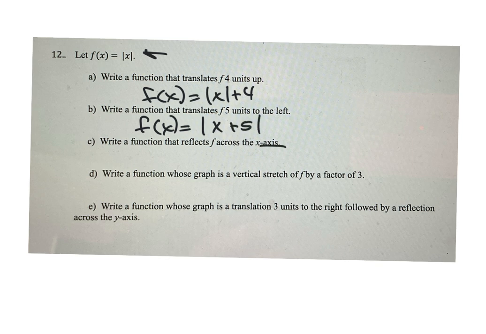Reflects across the x. If it's x, reflects across the x, that's negative in the front. Vertical stretch by factor of 3. That means there's a 3 in the front of the whole thing, not just the x, but the whole function.